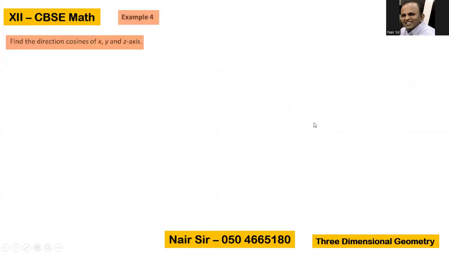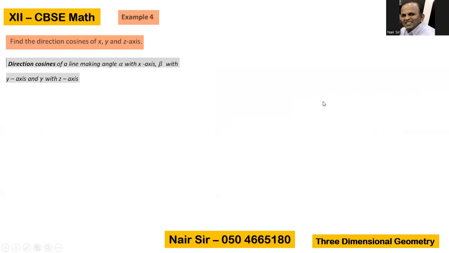Next example. Find the direction cosine of x, y, and z axis. Again, what is given? I'm being asked to find the direction cosine. I've just done the direction cosine in my previous question. That was l, m, n, which was cos of alpha, cos of beta, cos of gamma. Now look at this. It's the direction of x-axis, y-axis, and z-axis. That means I'm going to get three direction cosines.